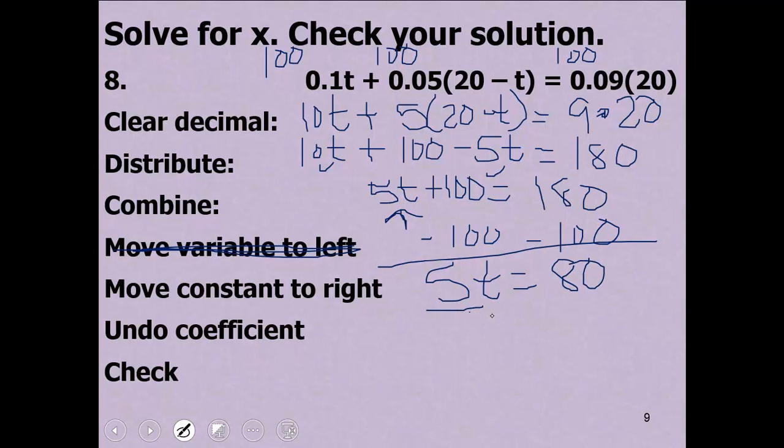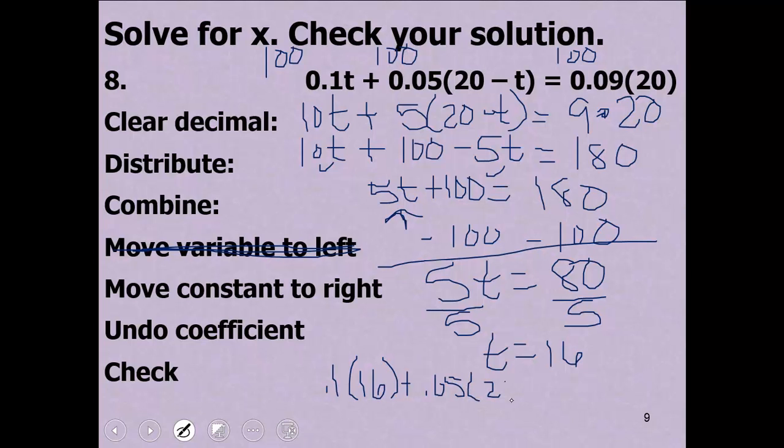Then I'm going to divide by 5. And I get, 15 is 75, 16. T is equal to 16. And then we're going to check it. So I have 0.1 times 16 plus 0.05 times 20 minus 16 equals 0.09 times 20.